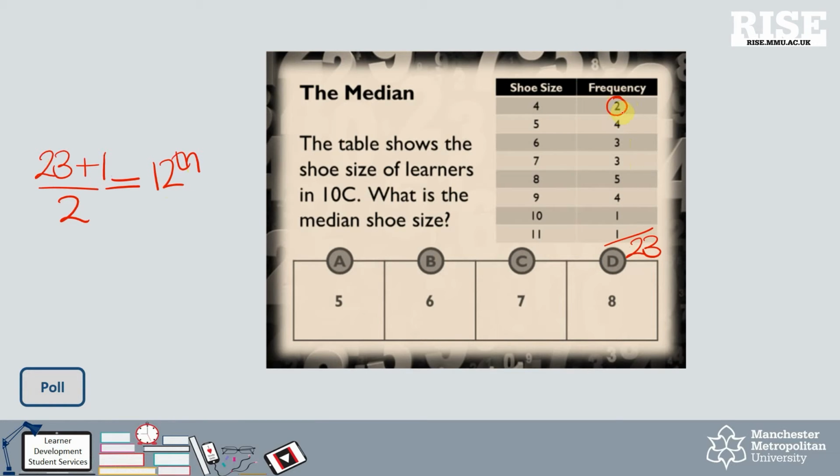The first 2 pupils are here. The next 4 are there, so I'm up to the 6th pupil. The next 3 pupils, so now I'm up to the 9th. The next 3 pupils are there. Now I'm up to the 12th. So my 12th pupil lies in this category. They have a shoe size of 7. 7 is the median shoe size.